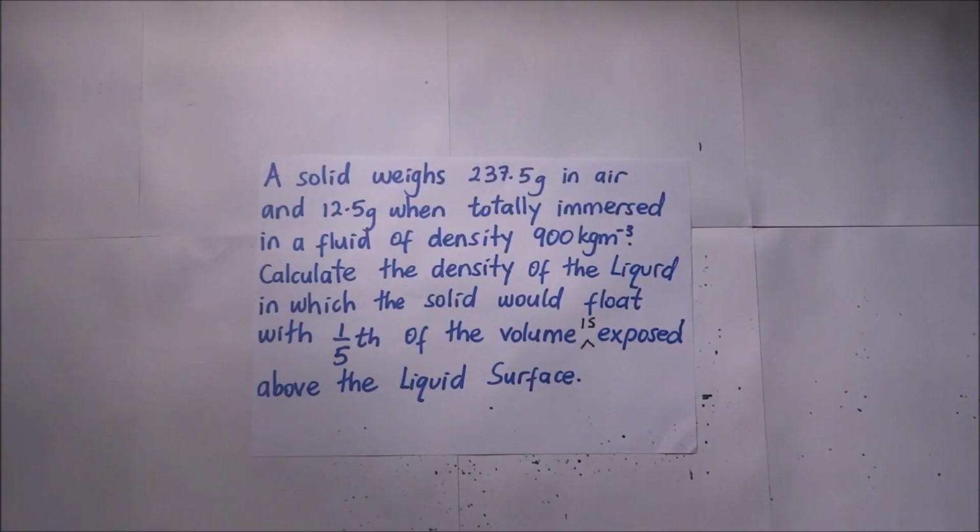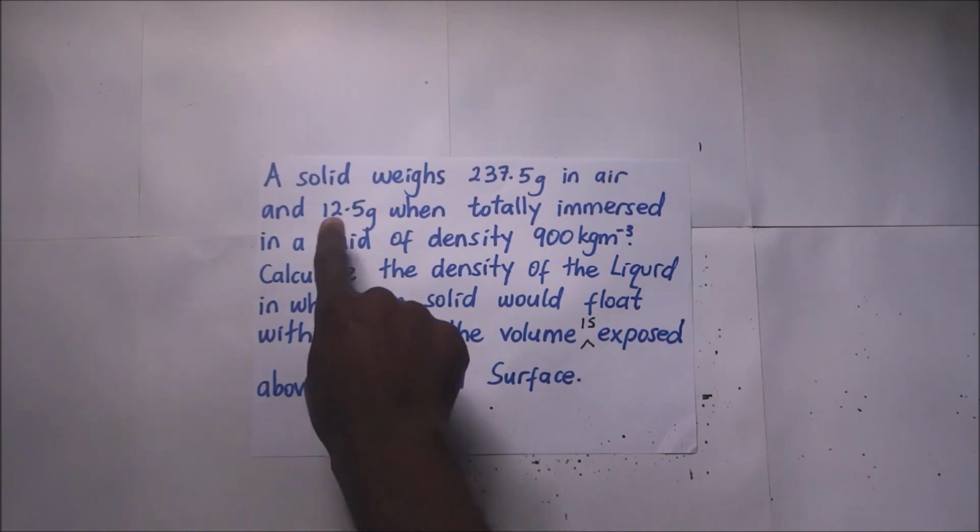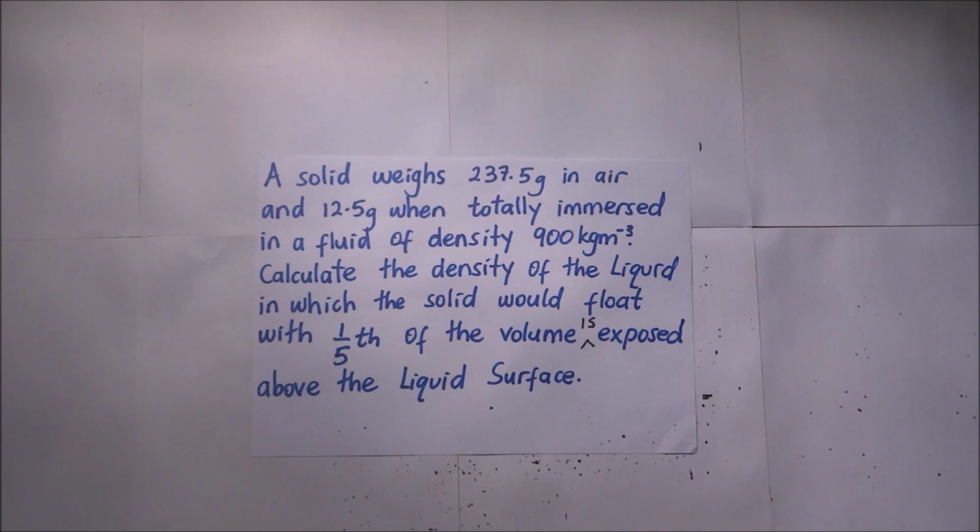A solid weighs 237.5 grams in air and 12.5 grams when totally immersed in a fluid of density 900 kilograms per meter cubed. Calculate the density of the liquid in which the solid would float if a fifth of its volume is exposed above the liquid surface.